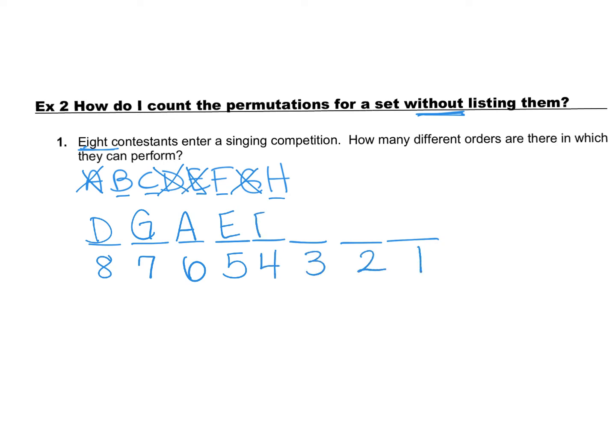Let's say I had F, and then next I'd have 3 to pick from: B, C, and H. Maybe I want H to be next, and then B and C.